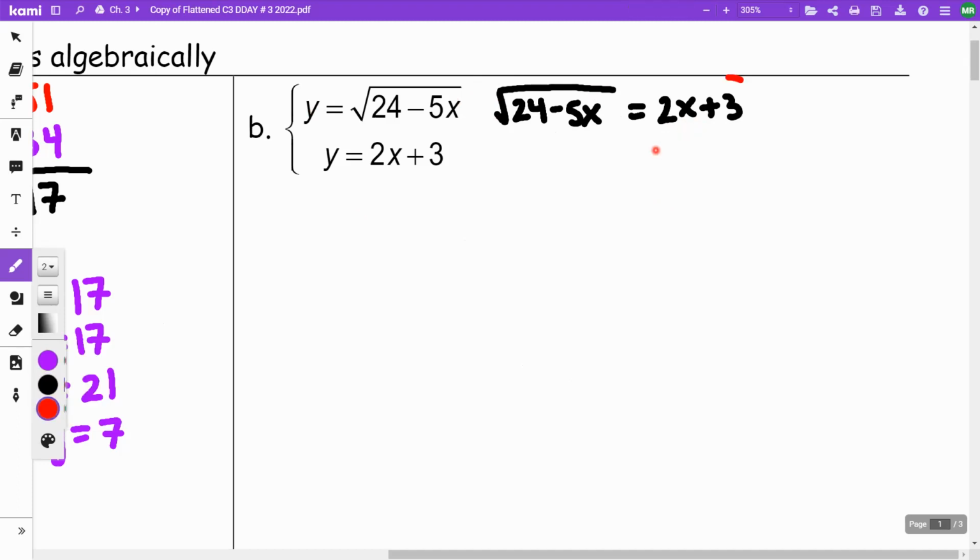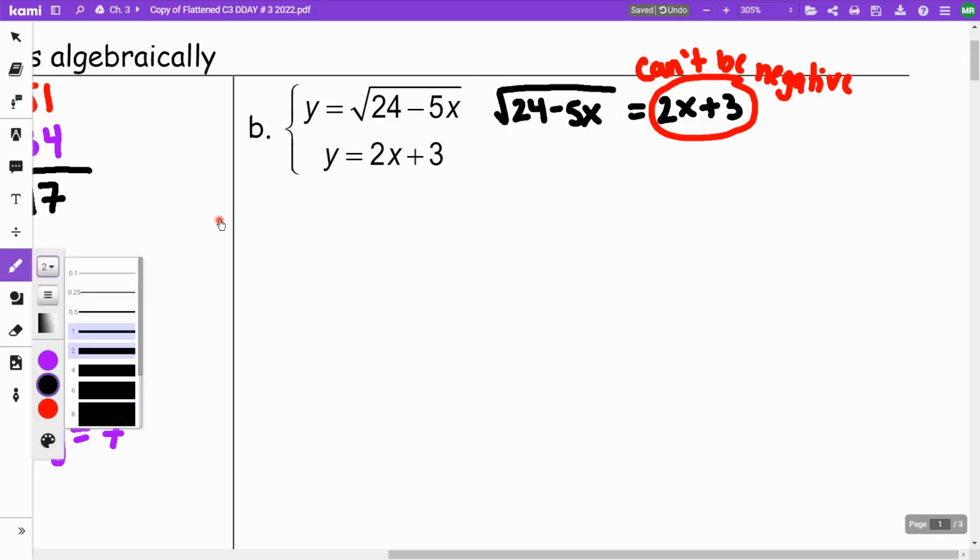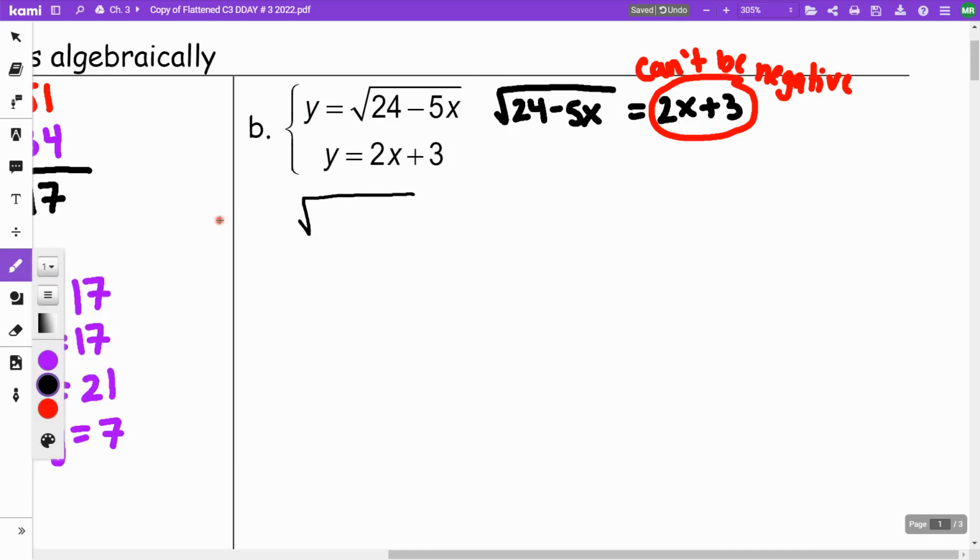And I don't know what this is. So over here, afterwards, I need to check, and this can't be negative. I also can't have a negative underneath my square root. Okay, so let me just rewrite this problem. So I am going to have the square root of 24 minus 5x is equal to 2x plus 3. I am going to square both sides here.